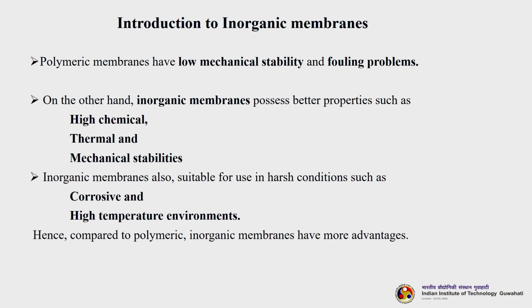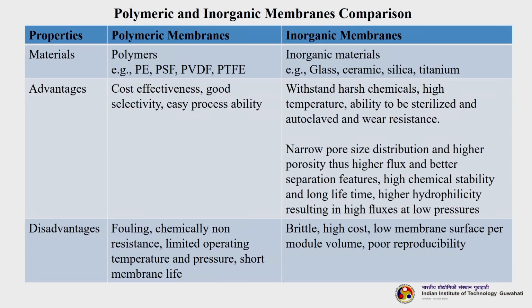Inorganic membranes are suitable for use in harsh conditions such as corrosive and high temperature environments. Hence, compared to polymeric membranes, inorganic membranes have more advantages, but it is not always true that for any application we will use inorganic membranes. Their high cost actually restricts the use of such membranes. Polymeric membranes are also extremely good, however, they have certain problems. So, inorganic membranes have tried to overcome these problems. We will see and discuss in detail what all these things are.